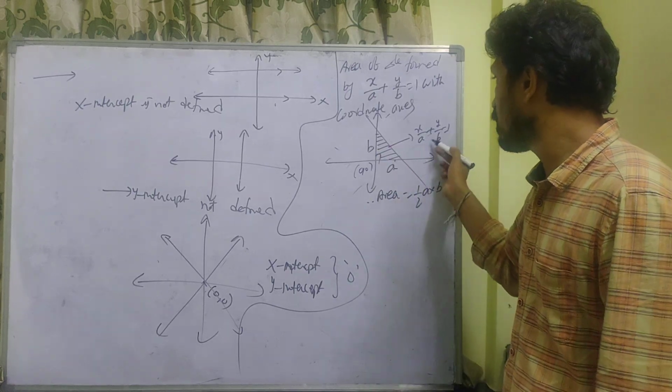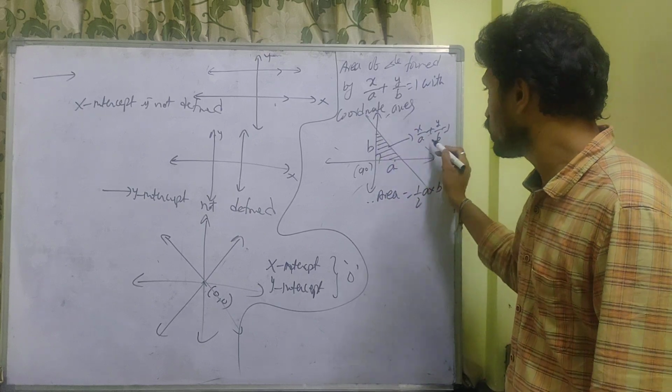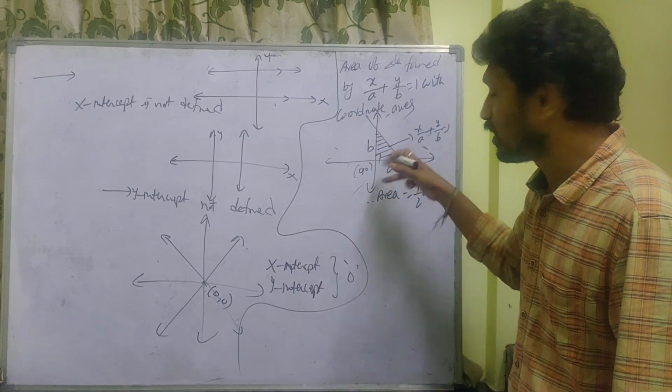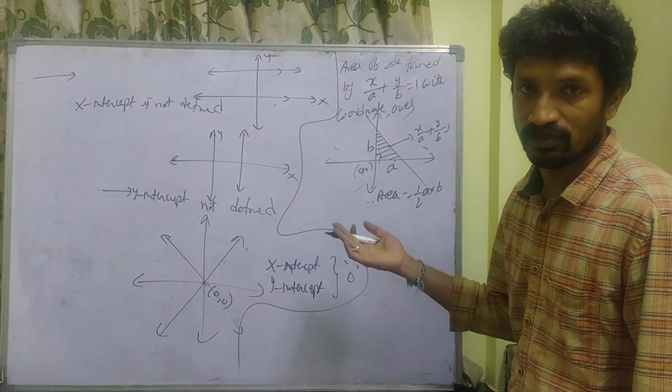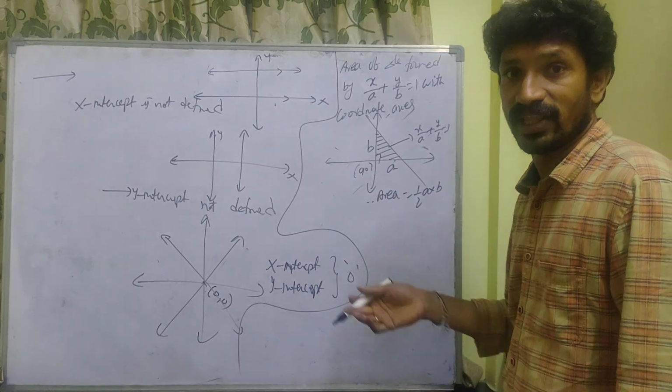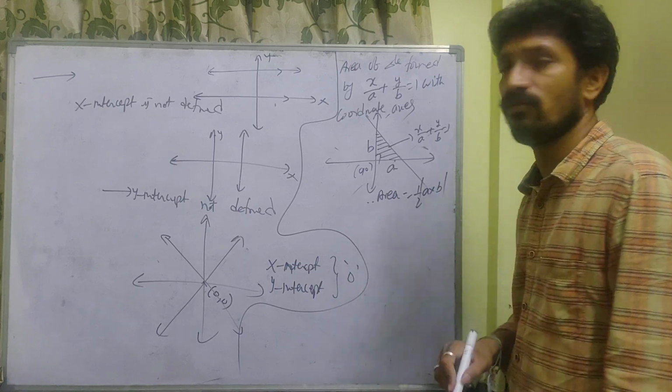If both a comma b are positive, no problem. But sometimes the intercepts may be negative or positive, as I already explained. So to avoid the negativeness, keep the modulus: half into mod of ab.